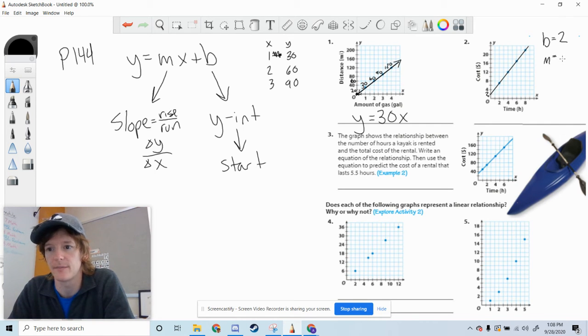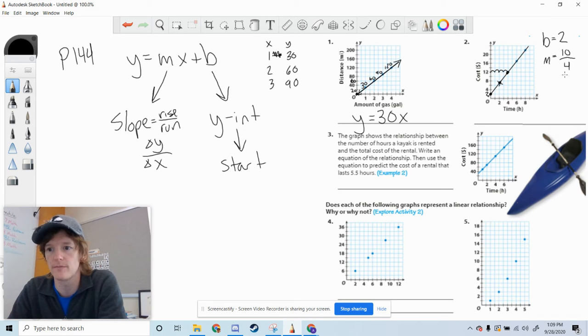Now we need to find the m. It is a fraction. How far up do we go and how far over do we go? So let's use this one because it's not in the middle. That one's in the middle and I don't know if it's exact. Looks like from 2 to 12. So we're going from 2, we're going up 2, 4, 6, 8, 10. So we're going up by 10 and to the right, it looks like we're counting by 1s on the bottom for hours. 1, 2, 3, 4.